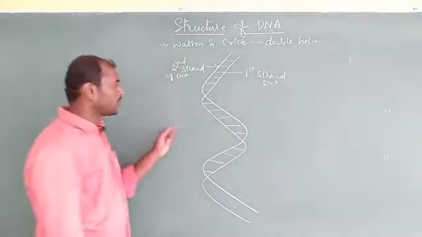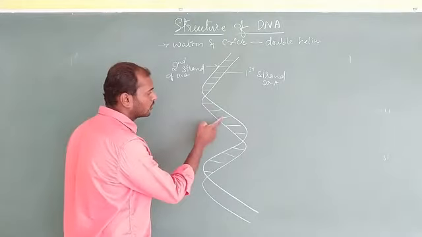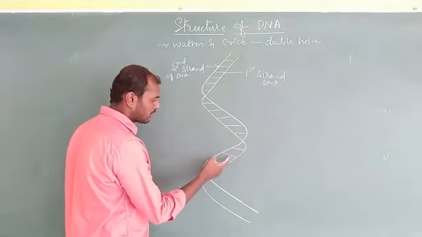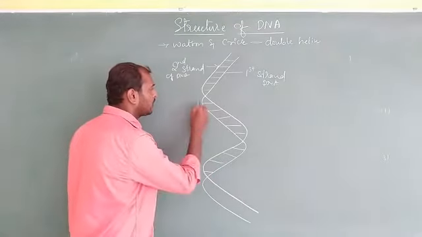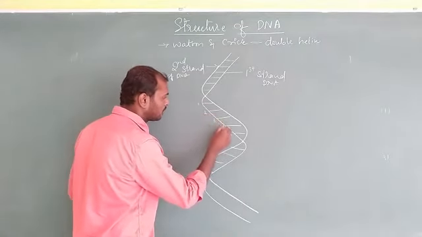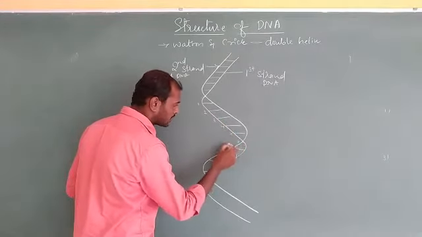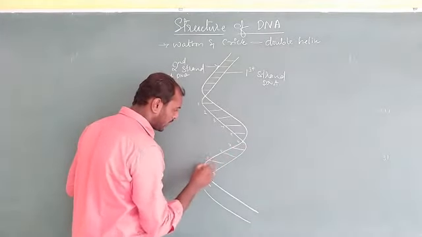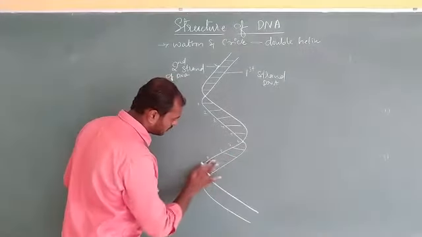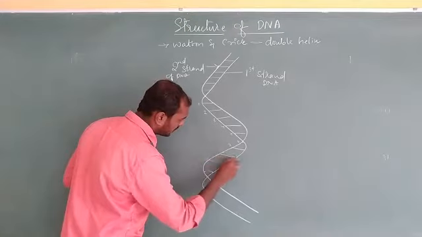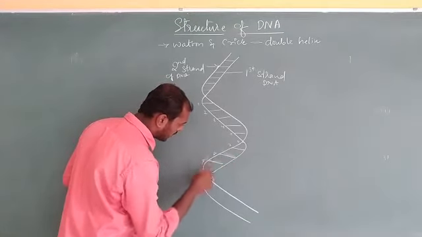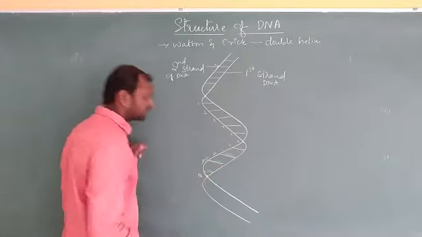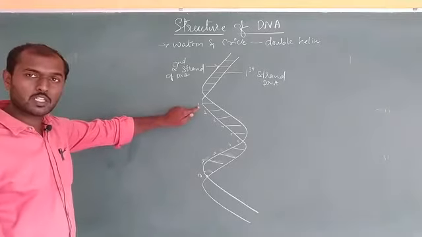Okay, so 1 2 3 4 5 6 7 8 9, sorry, 8 9, one more is here, 10. Okay, so either we have to consider this one or this one.